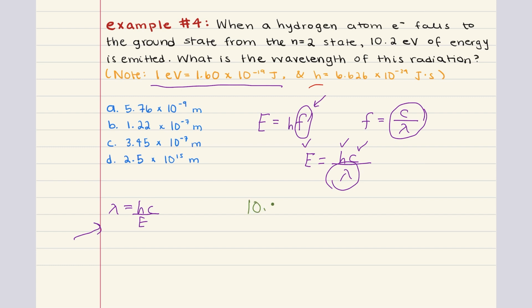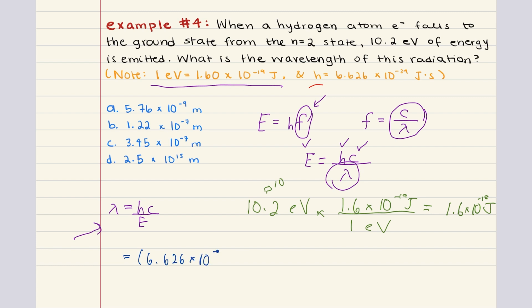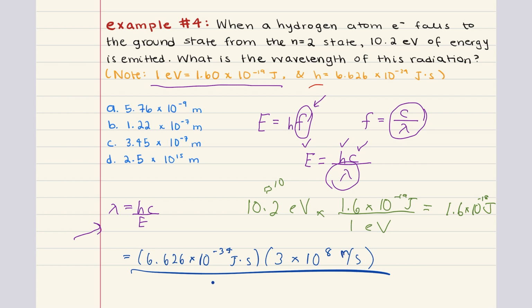Now, we have 10.2 electron volts, and the conversion is that for 1 electron volt, we have 1.6 times 10 to the minus 19 joules. We're going to approximate this to 10, and that gets us 1.6 times 10 to the minus 18 joules. Now we can go ahead and plug things into our equation. Planck's constant is 6.626 times 10 to the minus 34 joules times second. Speed of light is approximately 3 times 10 to the 8 meters per second. And that is going to be divided by the energy of the photon, which we just calculated to be 1.6 times 10 to the minus 18 joules.